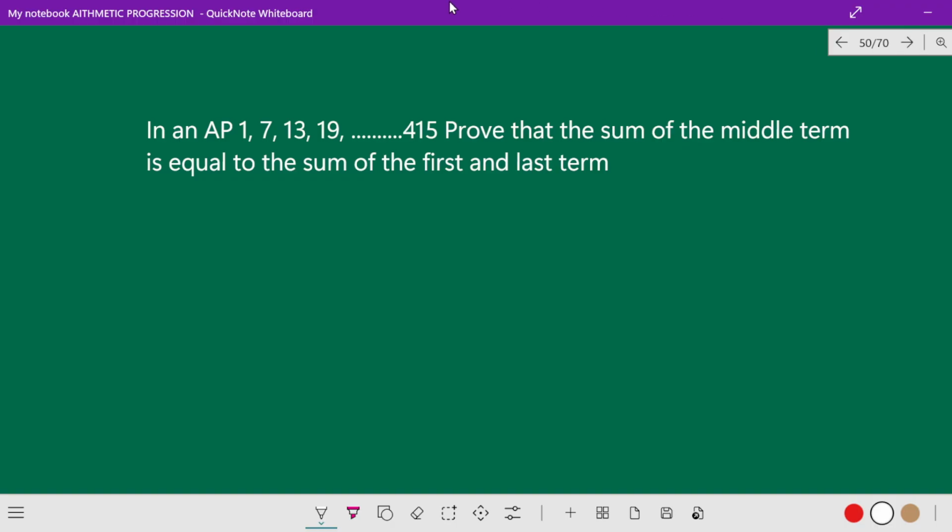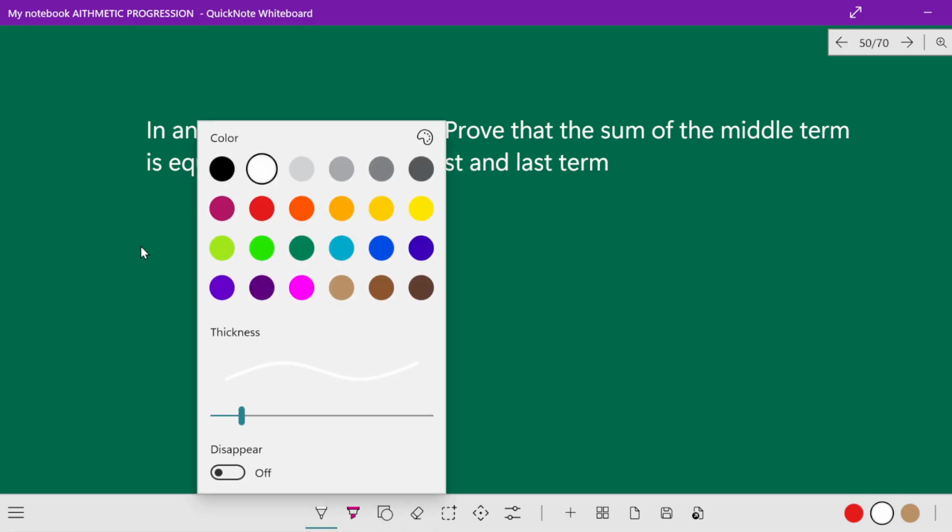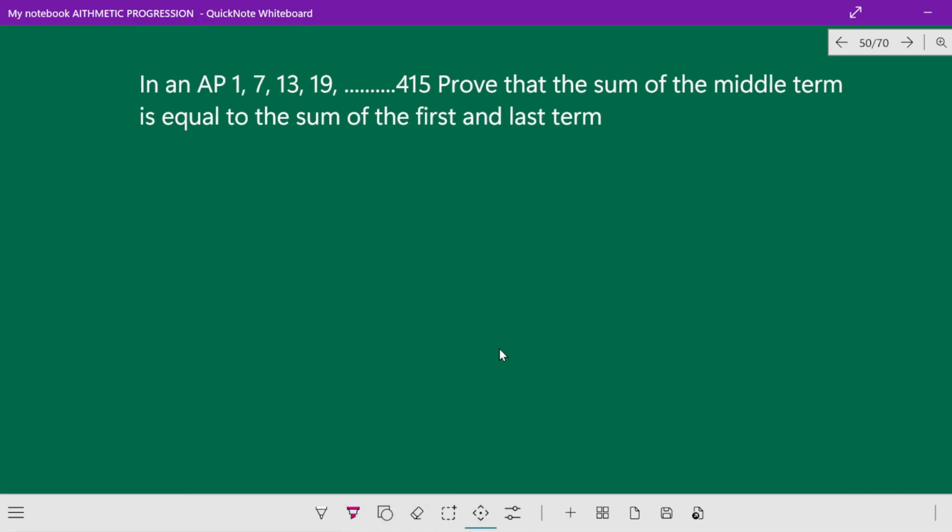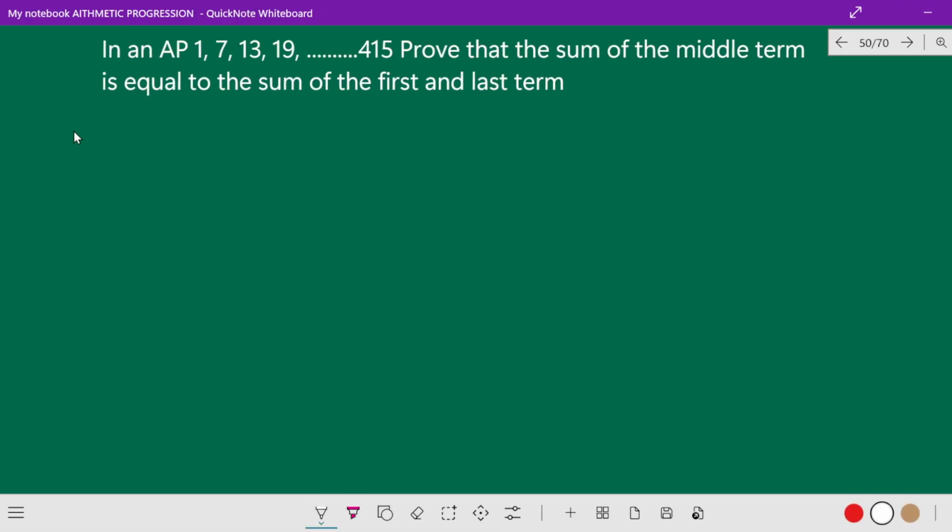Okay, next question. In an AP, prove that the sum of the middle terms is equal to the sum of the first and the last term. Same question: it is in an AP 1, 7, 13, 19, up to 450. Just we can try doing this. The AP is 1, 7, 13, 19, ..., 450. So what is the middle term? First we will find A is equal to 1, D is equal to 6, An is equal to 450.